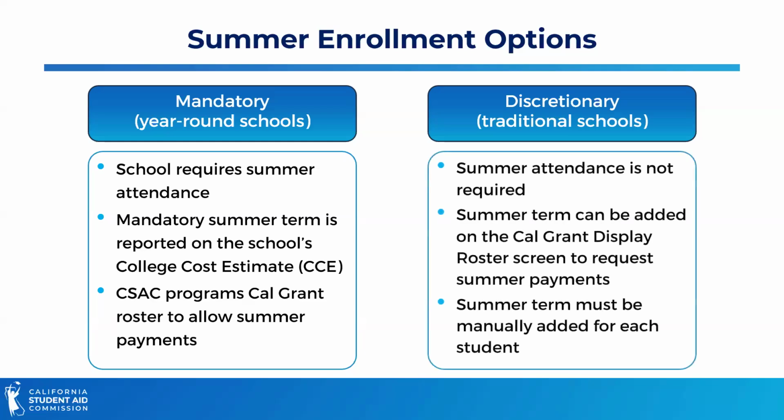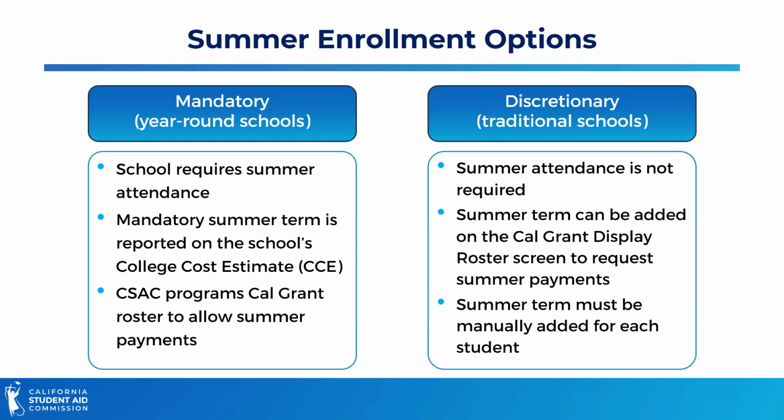On the other hand, traditional schools usually have discretionary summer enrollment, meaning it's up to the student if they want to take summer classes because it's not required. In this case, the student will have to request Cal Grant, usually through their financial aid office in whatever manner your school does. And the financial aid office will have to go into the display roster for that particular student and manually add the summer term.